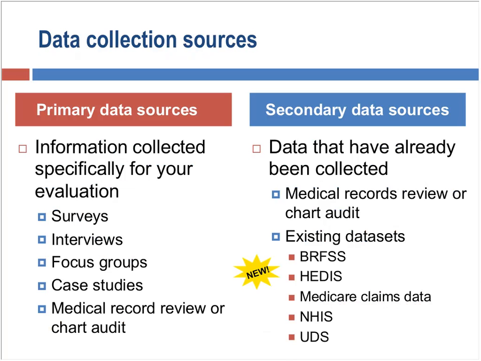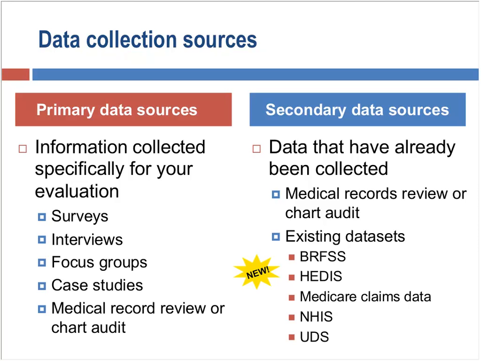We've also included guidance on selecting a method, including the benefits and disadvantages of different methods and cultural considerations when deciding on a method. So the toolkit covers primary data sources, which is information gathered specifically for your evaluation, including surveys, interviews, focus groups, case studies, and in some cases medical record reviews or chart audits if you're collecting new information that's included in these records.